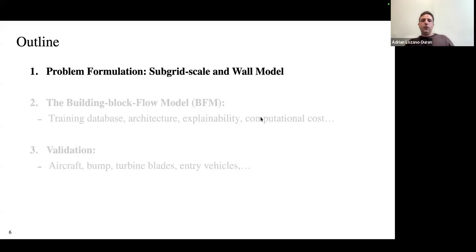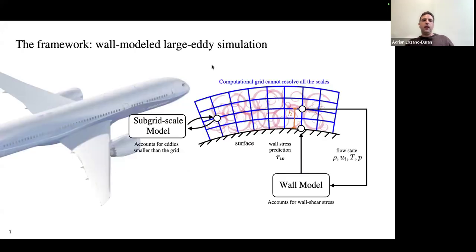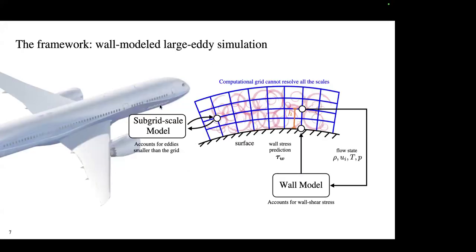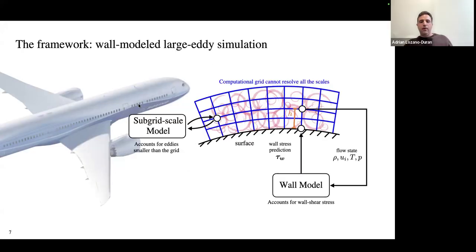Okay. So let me start with the beginning of this. This is the framework that we work on. So this is a framework of computational fluid dynamics. Essentially, I'm using the aircraft as a representative, but obviously the model could be applied to any other case. So we have this grid that is in blue. If we were able to zoom in close to the airplane, let's say close to the wing, we will see this surface.